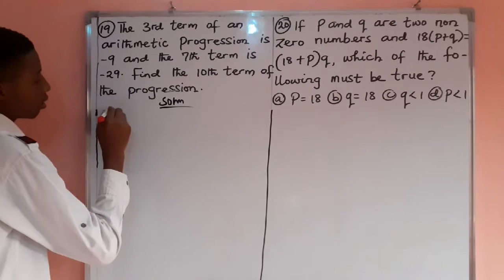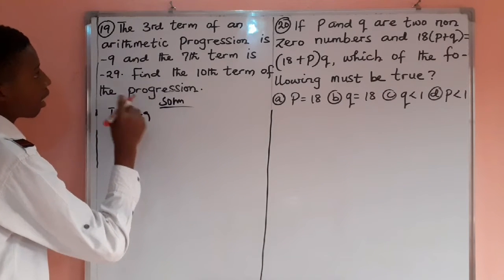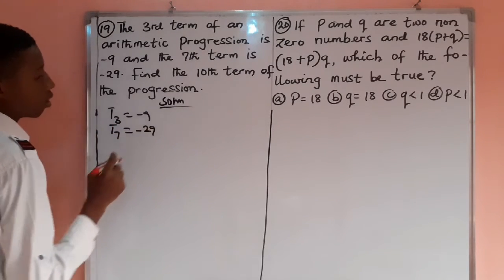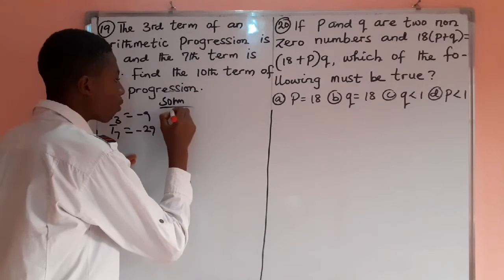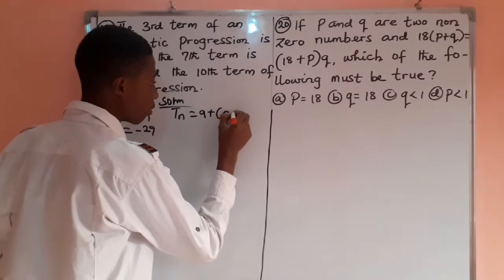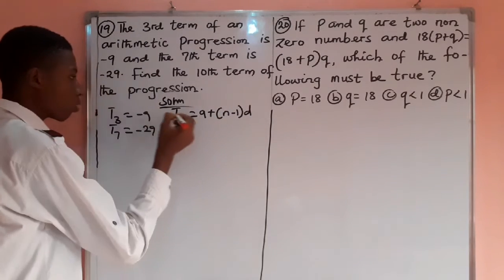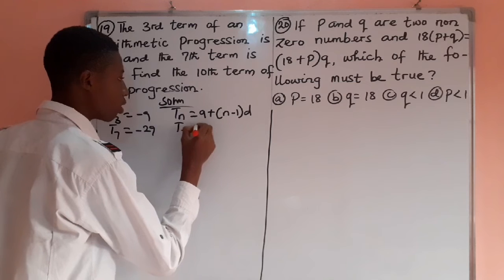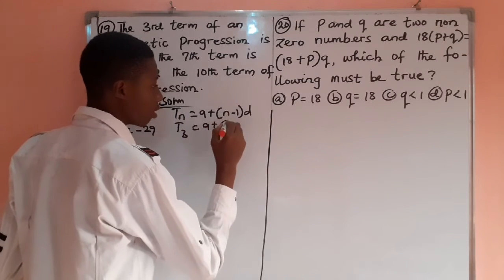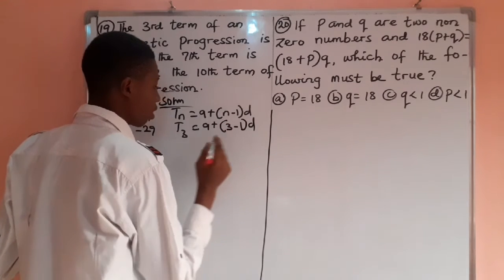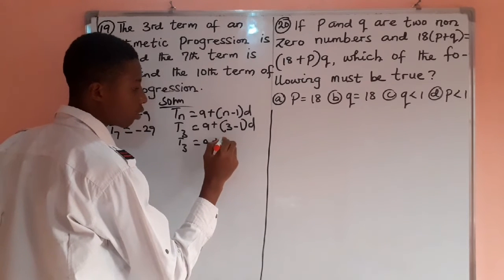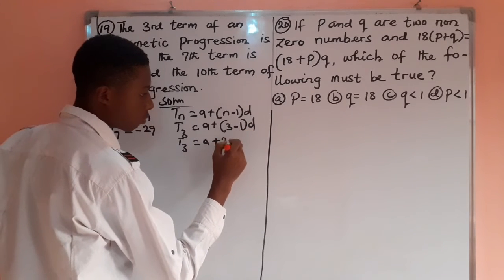Meaning we'll be having, knowing that T3 is equals to what? Minus 9, and the seventh term T7 is equals to what? Minus 29. Let's solve it differently. We know our formula for arithmetic progression is Tn is equals to a plus open brackets n minus 1 close the bracket d. Substituting this into this equation, we'll be having T3 is equals to a, since it isn't given in the equation, plus our n is 3 minus 1 close the bracket d. This will be giving you T3 is equals to a plus 3 minus 1 is 2 times d will give you 2d.